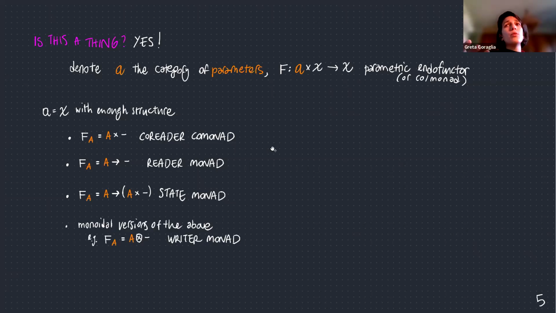And of course, there is a monoidal version of each of these. So for example, if you have enough structure, you can define what is usually called the writer monad, and there's an analog of the other ones as well. Instead, if you have coproducts, you have for example what is called the exception monad. So all of these make sense, and it's quite easy to imagine how they're built from basic categorical constructions.